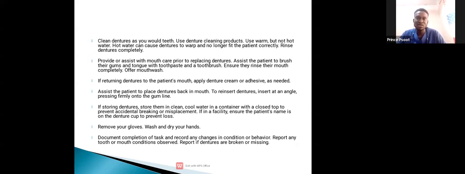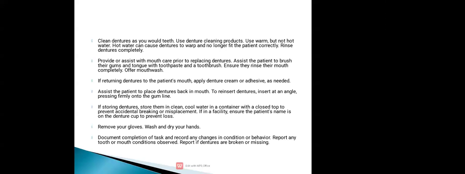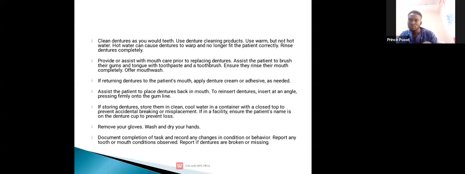Provide or assist with mouth care prior to replacing the dentures. Assist the patient to brush their gums and tongue with toothpaste and a toothbrush. Ensure they rinse their mouth completely after mouthwash.